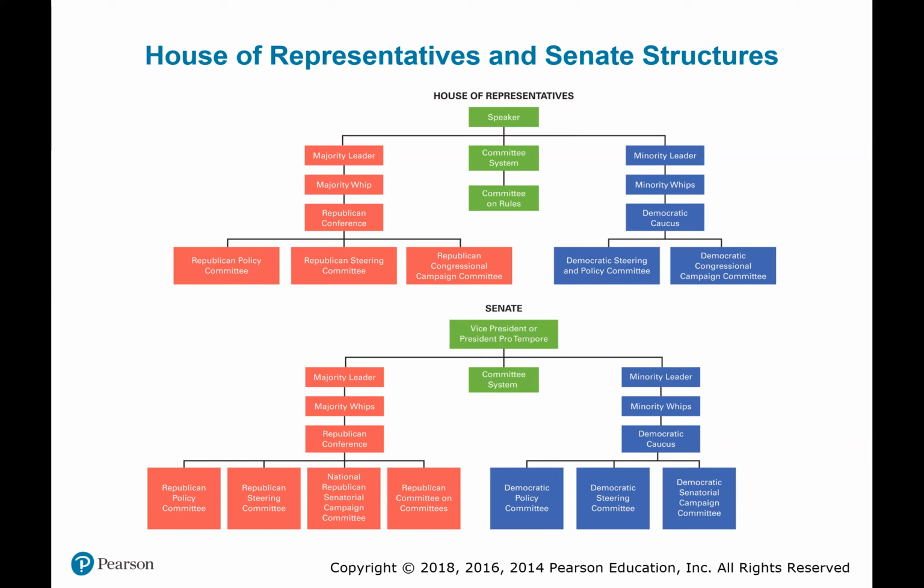So as again, you see there's a majority or minority leader, you have majority or minority whips, and then you have a caucus and conference, the same as above, a little bit different. The Republicans have an extra committee, as well as the Democrats in the Senate.